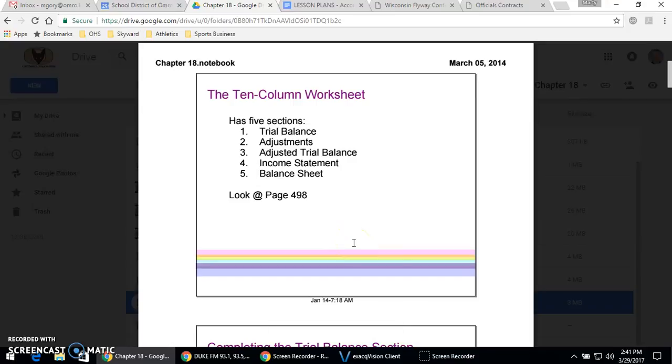Let's first review the sections of the 10-column worksheet. It has 5 sections, the first being the trial balance. The second is where we are going to record our adjustments. Then, in the third, we are going to record the adjusted trial balance, which is the accounts taking into consideration the accounts that need to be adjusted. And then the fourth section is the income statement, followed finally by the balance sheet. Page 498 in your textbook is an illustration of the 10-column worksheet.